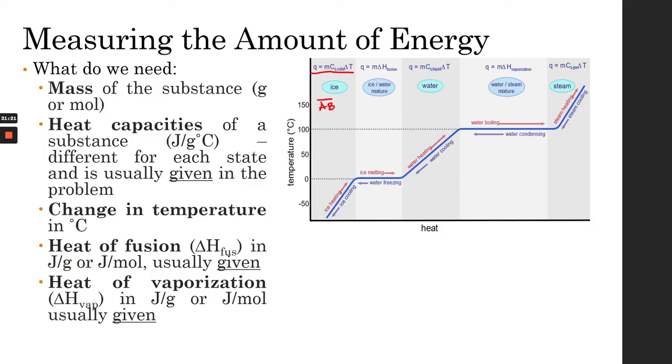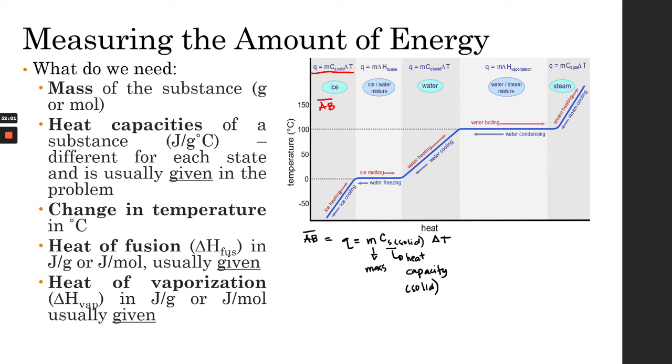Okay, so for AB, what you use is Q equals M Cs, but for solid, and delta T, the change in temperature. M is basically the mass of the substance. Cs is the heat capacity, but this time this is the heat capacity for solid. So when the substance is at solid.